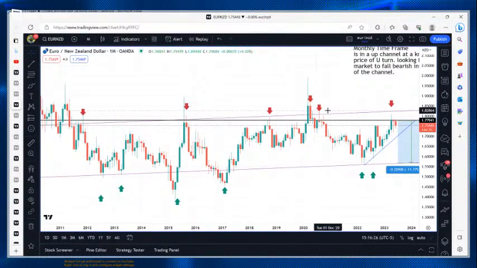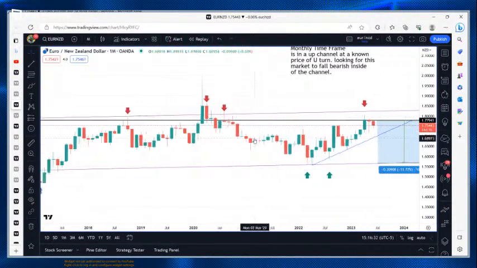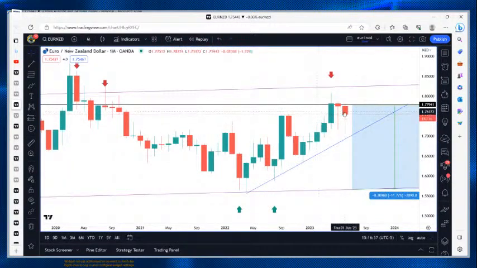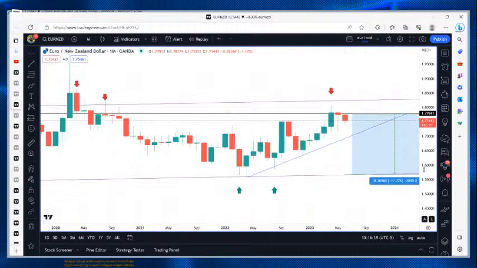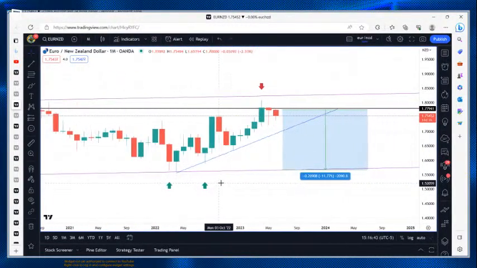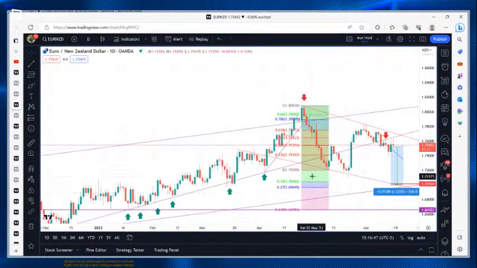Okay, we got known levels of U-turn. We got high prices, and we got these low prices here. And you can see that we hit a level of resistance, and then the market is retracing off again. We're looking to sell this market all the way down to what has been support in the past. That's 2,000 plus pips. So monthly time frame down, we go to the daily time frame.